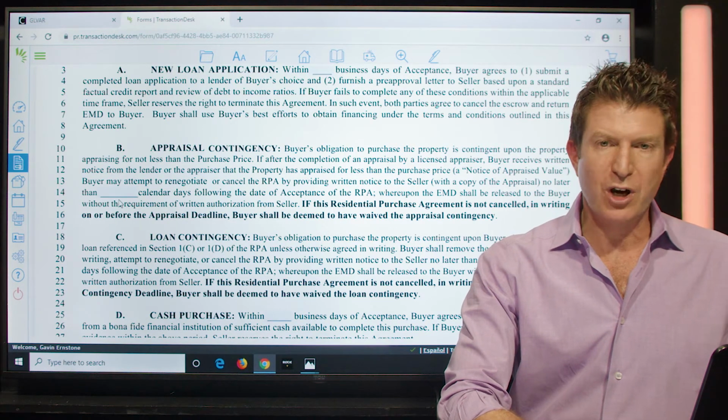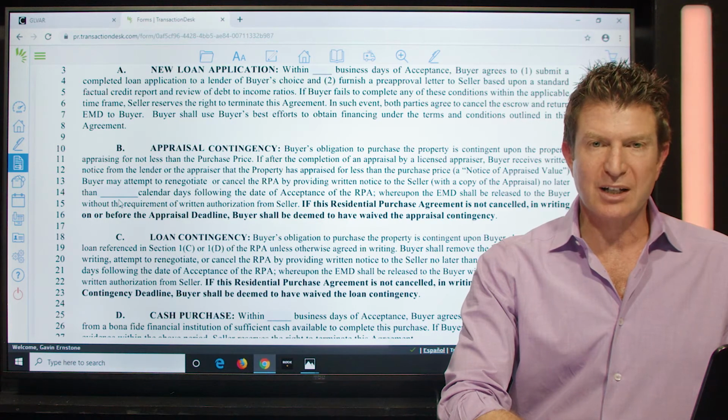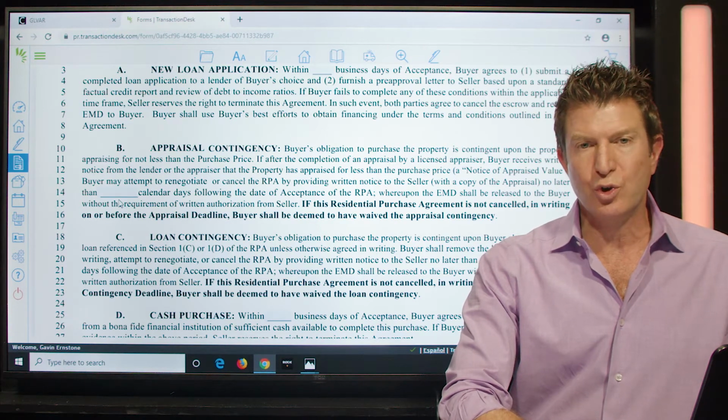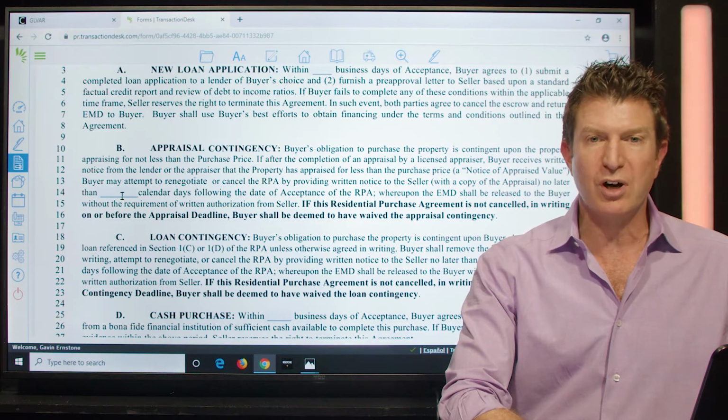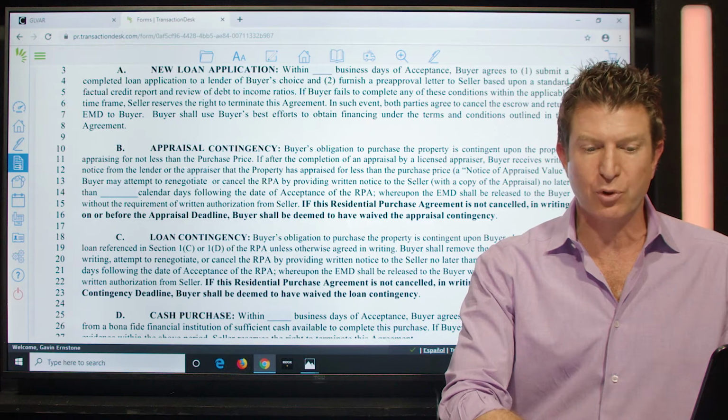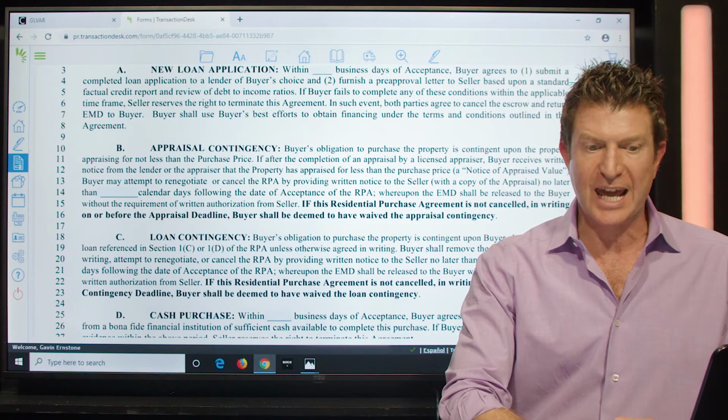So putting the time frame in here must be very, very clearly spelled out, not only to your buyer, but to your buyer's lender, because the appraisal needs to be completed prior to the end of that date. Otherwise, you will have to ask for an extension of the appraisal contingency. Very, very important that these dates do not get let slip.